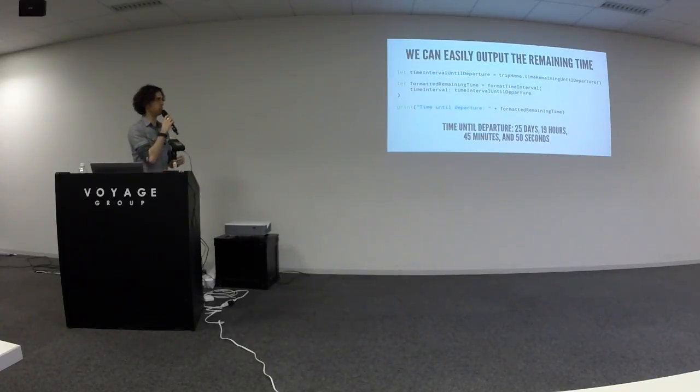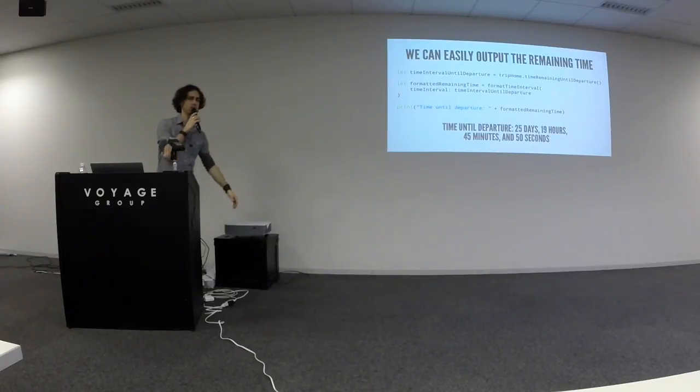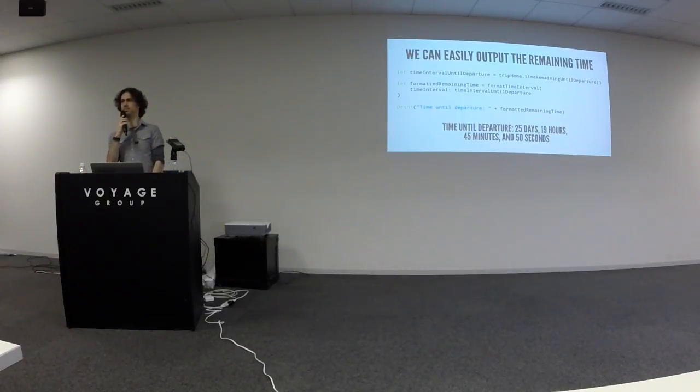And we can write some code. Okay, our time interval until departure is gonna be our trip home. This is our instance of our struct for the remaining time until the departure. That's the method that we just wrote to calculate this. It gives us that time interval. And we're gonna format it and print it out. Time until departure, 25 days, 19 hours, 45 minutes, and 50 seconds. All right, sweet, done.